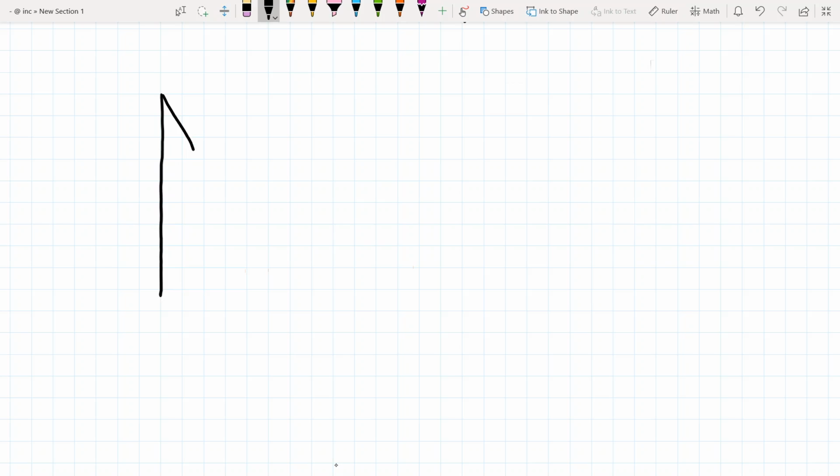So let's say we have a triangle like this, and we have a triangle like this. You can clearly tell by looking at these that these aren't congruent triangles, but they might be similar triangles. If they are similar triangles, you know the following things.